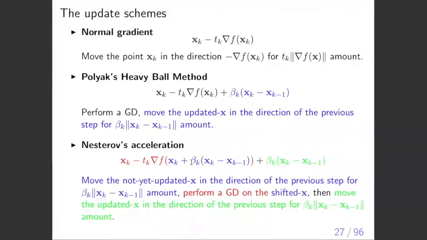Now let's look at the physical meaning of the update. So this is normal gradient descent, you don't do anything. Basically the meaning is you move x in this direction by this amount. For HBM, heavy ball method, you have this new thing. It's like you do gradient descent, then you move the updated x in this direction by this amount. So if your solution point converges, xk and xk minus 1 are the same, then this term disappears. And also the gradient is 0, so you don't move.